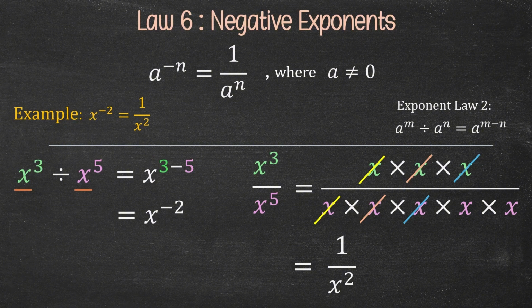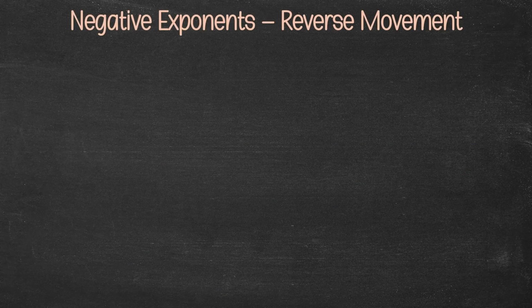So now I have shown the same expression in 2 ways using the division law. That means that x to the power of negative 2 equals 1 over x squared. Now we also need to understand the reverse movement. If a factor with a negative exponent is already in the denominator, it moves up to the numerator. Therefore, 1 over a to the power of negative n equals a to the power of n.